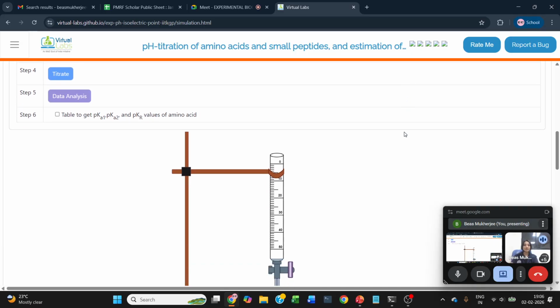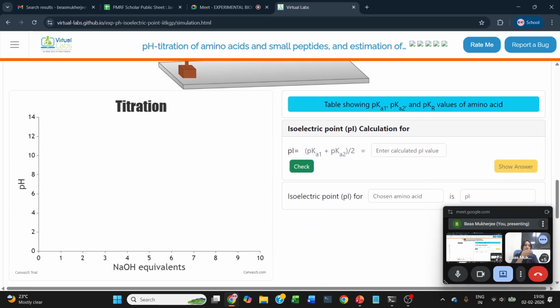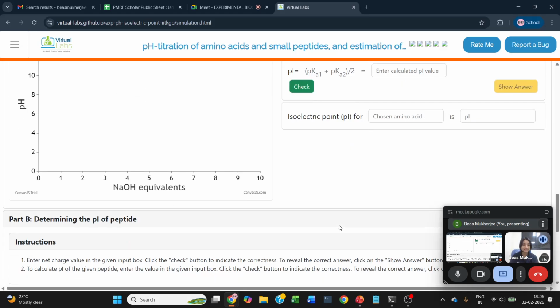You will start the experiment, and you view it, and you see that different things will be done here, and then here you will get the plot, okay, for the different amino acids. And then from here you can also get the PI, so you'll have to calculate and write the value, and then they're going to show you the right answer for it.